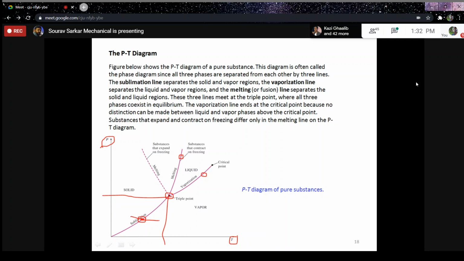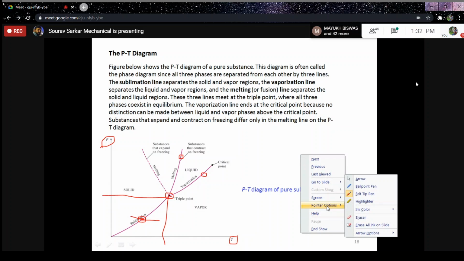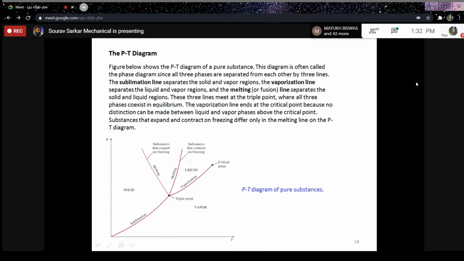So what further information can I extract from here? This line will represent the boiling temperature and this the melting temperature. For every pressure there will be a melting temperature. Similarly, for every pressure there will be a boiling temperature.